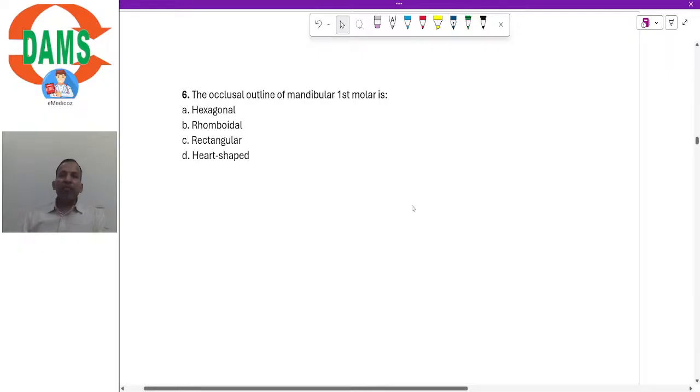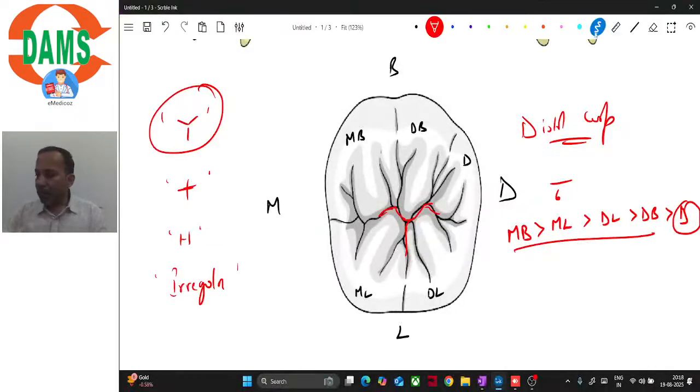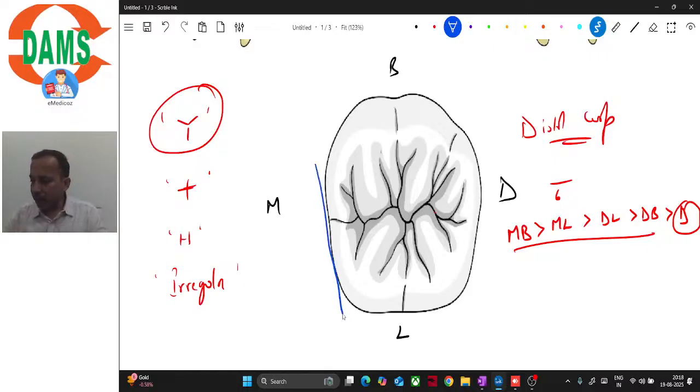So the occlusal outline of the mandibular first molar. इसकी हमें occlusal outline देखनी है. So let's take a look at its picture again, right? तो अगर आप इसकी पिक्चर पे ध्यान दोगे, तो you will easily be able to identify the occlusal outline. So how would you define its occlusal outline? Is it hexagonal? Is it pentagonal? Is it trapezoid? Is it rectangular? Is it square? How would you define its occlusal outline? So just take a look at its outline.